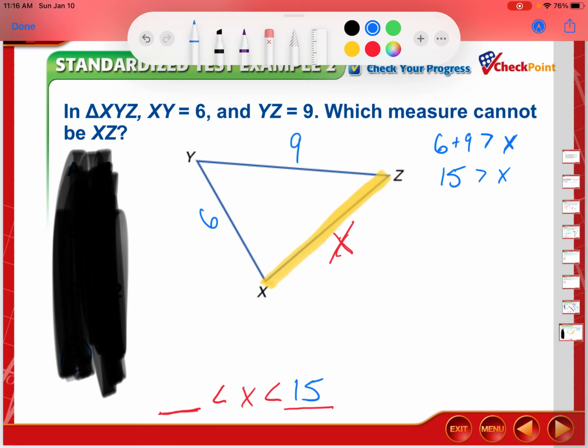And then to find the smallest side, the inequality we would set up is this: if x is our smallest side, that means 9 is our biggest side. So we would say 9 has to be less than 6 plus x. Then we would solve this the same way we did in the last one to find our lower limit. If we subtracted 6 from both sides, x has to be greater than 3. So 3.1, 3.000000001 would all work. It just has to be bigger than 3. So our lower limit would be 3. So for this to be a triangle, the side length for xz has to be between 3 and 15.